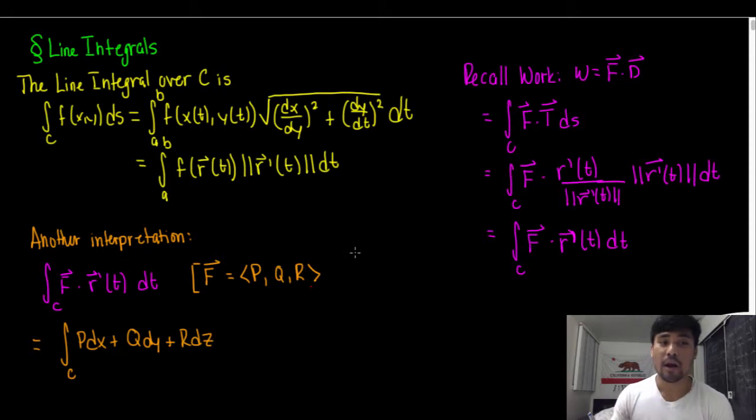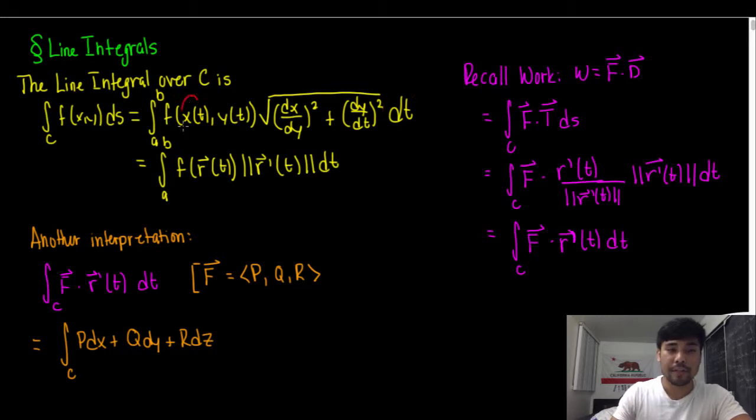This section is on line integrals, where instead of integrating over a one-dimensional interval, we're going to integrate over some general curve we'll call C. Before we begin examples, we'll go over some definitions. The line integral over some curve C is the integral over C of f of x y ds, ds representing arc length, with respect to t.